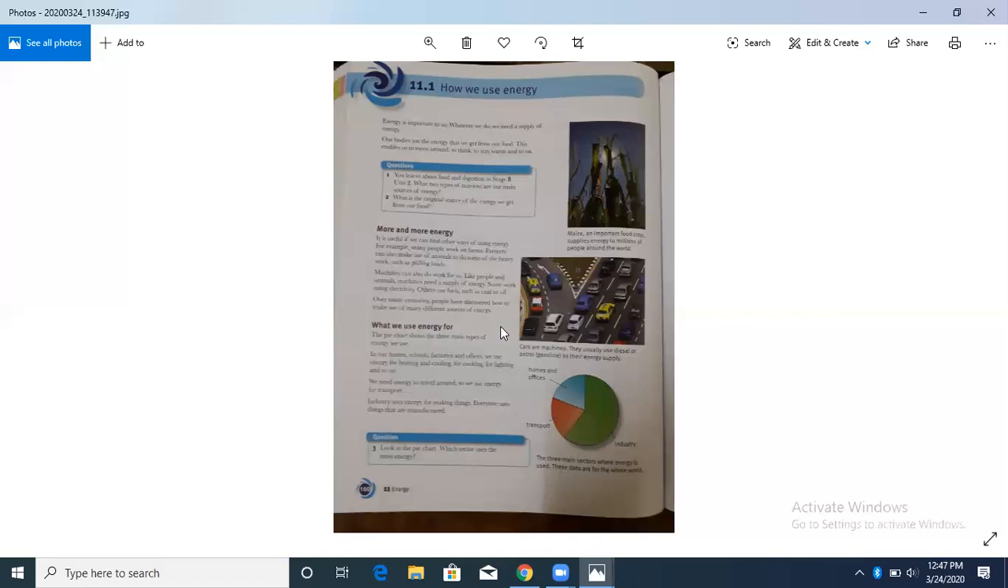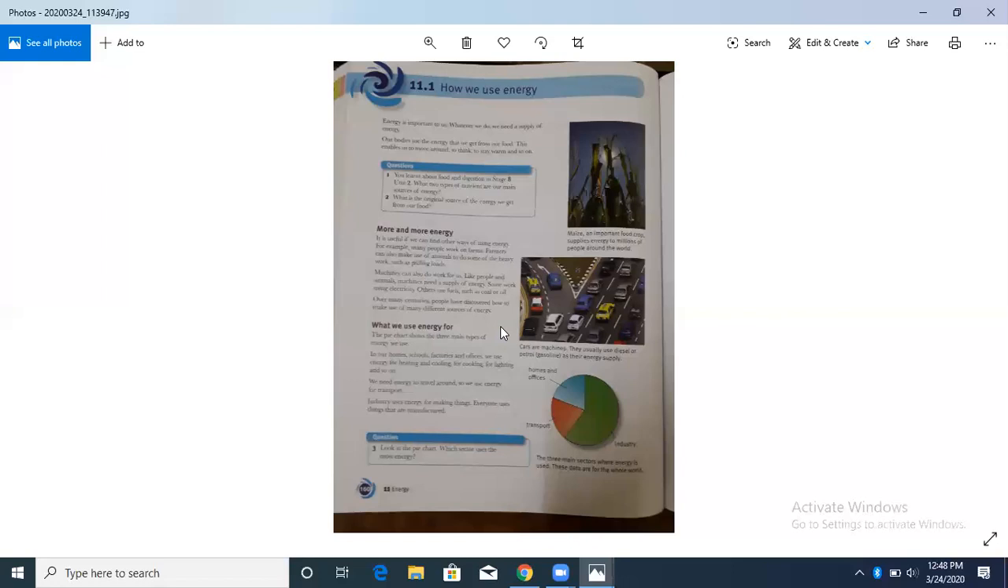But nowadays, we are using machines. Machines can also do work for us. Not for themselves, they are doing it for us. Like people and animals, machines need a supply of energy. You know, the machine does not work by itself. It needs energy. To some machines we are giving electrical energy. To some machines we are giving fuels like petrol and diesel. So like people and animals, machines need a supply of energy.